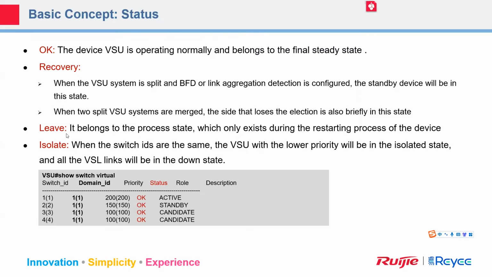And another is leave. Leave belongs to the process status. For example, it only exists during the restarting process of the device. This is leaving. And isolate. Isolate means when the switch IDs are the same, the VSU will be the lower priority one in the isolated state. In this state, all the links will be down. So this is the state.